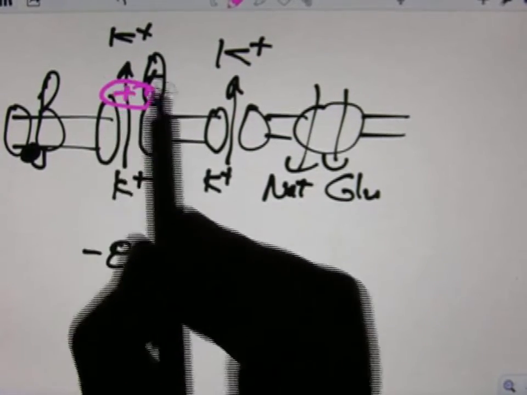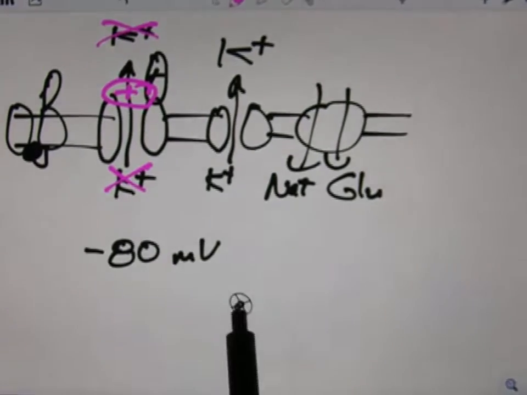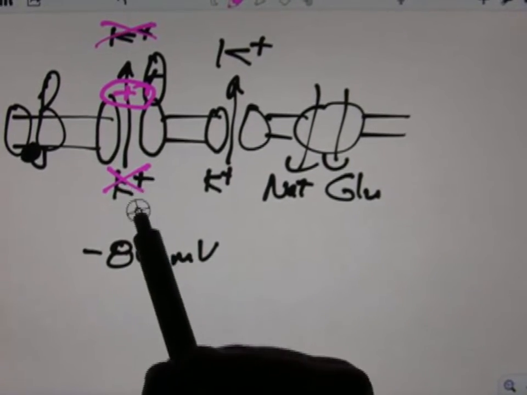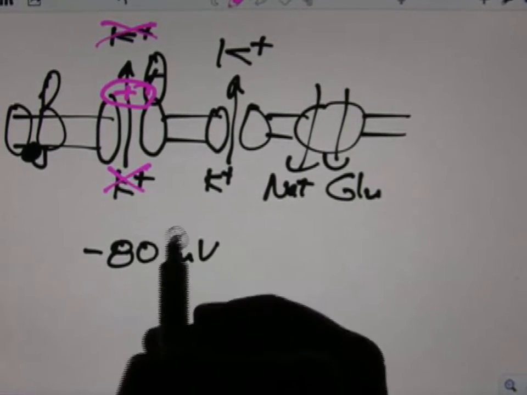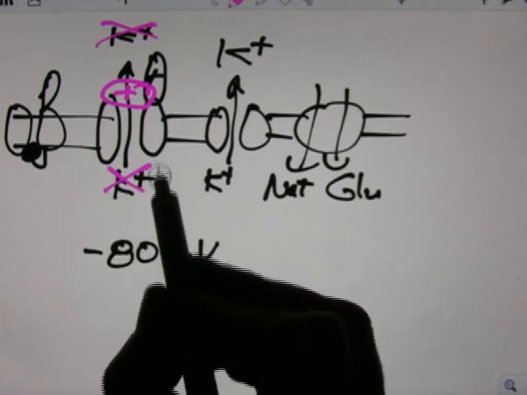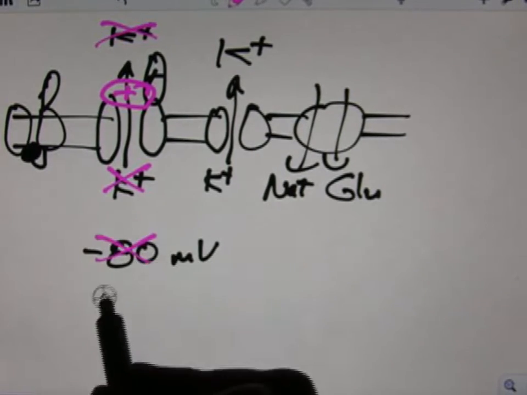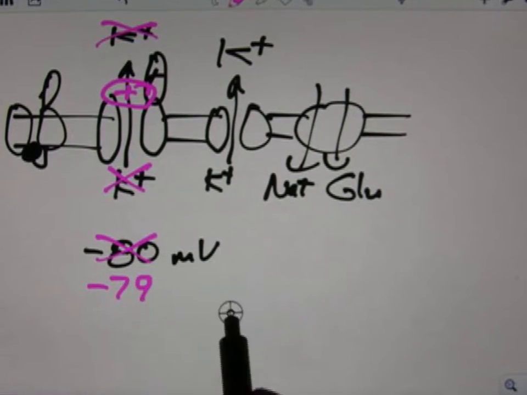the voltage-gated potassium channels close, so we stop losing potassium. That ought to tell you, if there's less potassium leaving, we ought to get less negative, right? If we're having fewer positives, some potassiums are trapped in here. If this potassium is trapped in, we might go to -79.